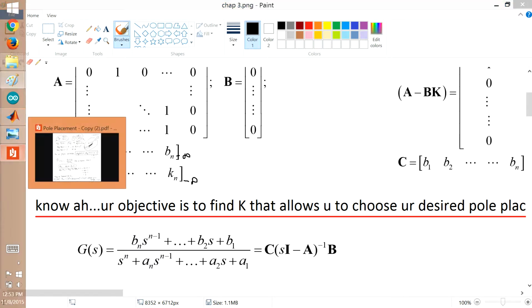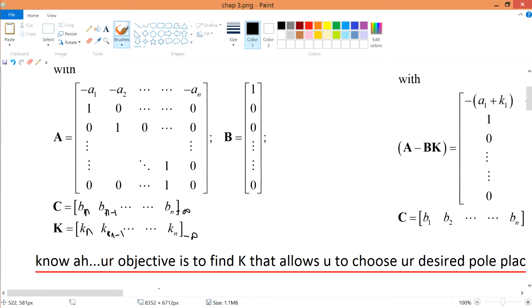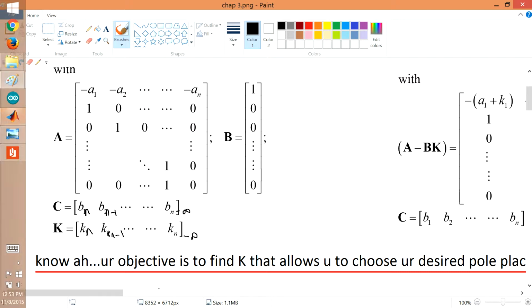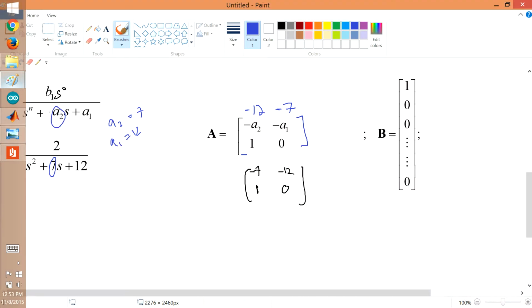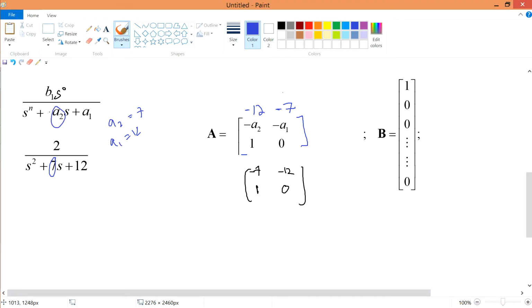Although you shouldn't take this as a problem, take this as learning: the purpose of the canonical form is to help us write the state space in an easier way. You know that your A1 is simply 12 and your A2 is simply 7, so you can straight away sub your A's into your canonical form. I should just switch this also over here.